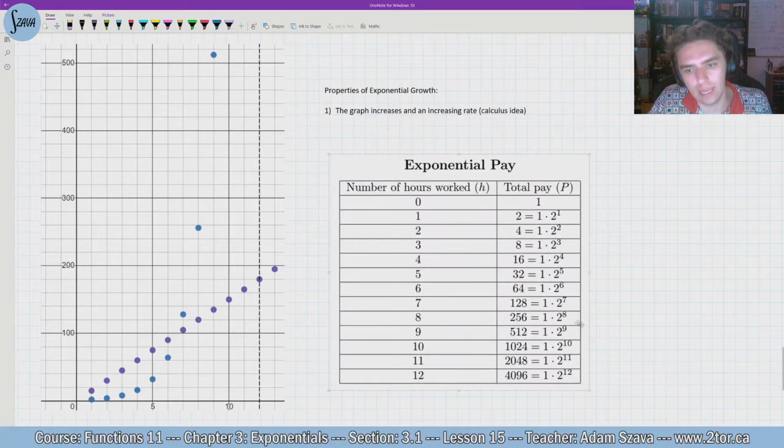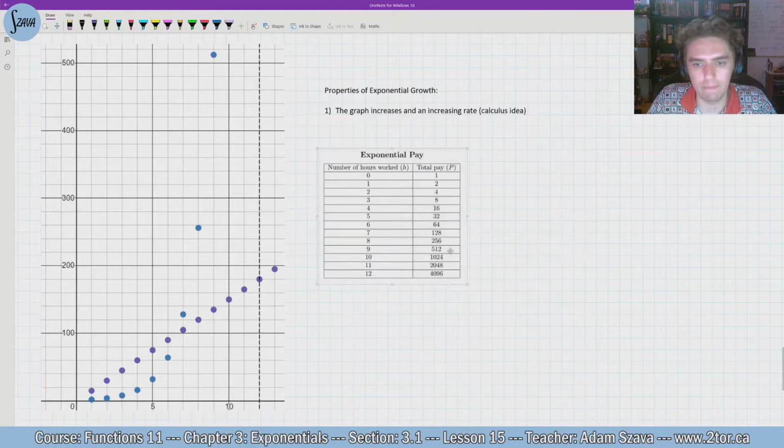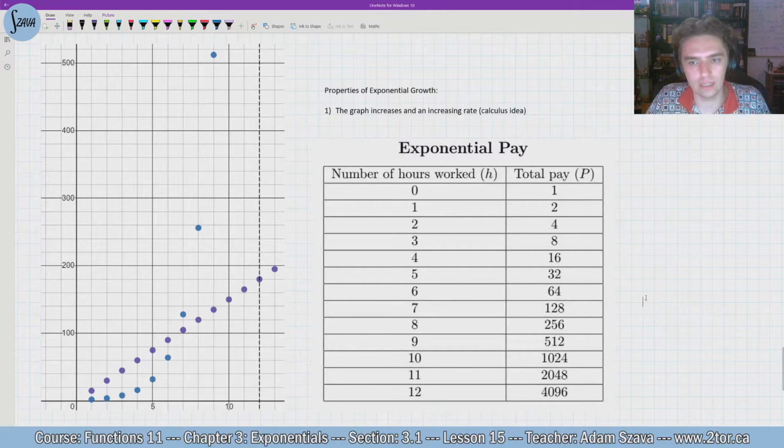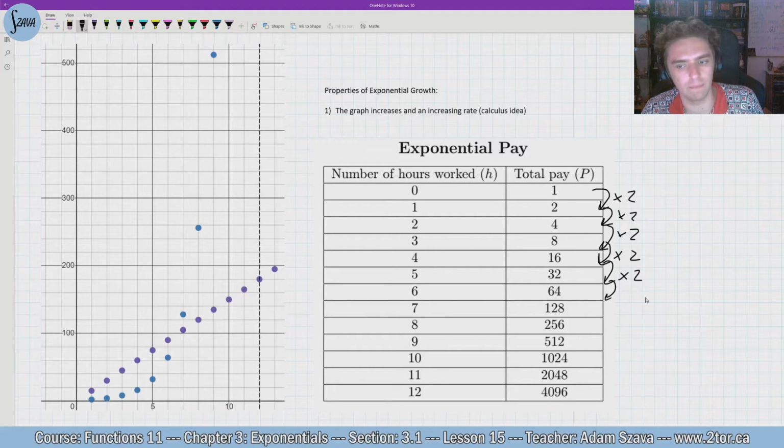So again, the difference, maybe it makes more sense to look here. The difference is not common, which essentially means I don't go up by the same amount each time. But the ratio is common. What that means is I get multiplied by the same amount each time. That's how we define the whole question: you get multiplied by 2 each time.